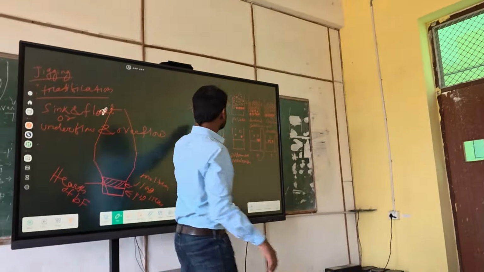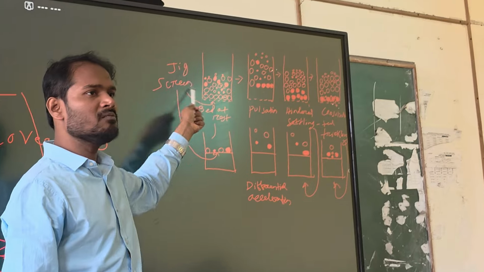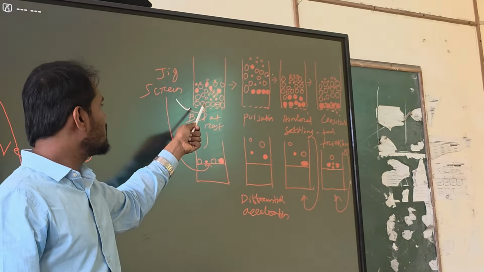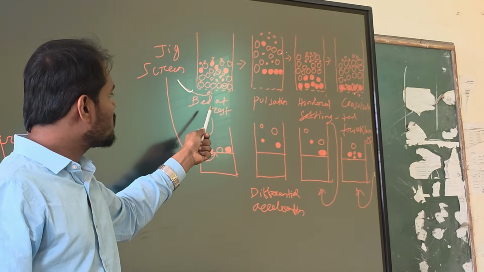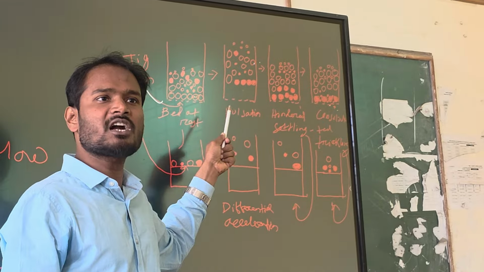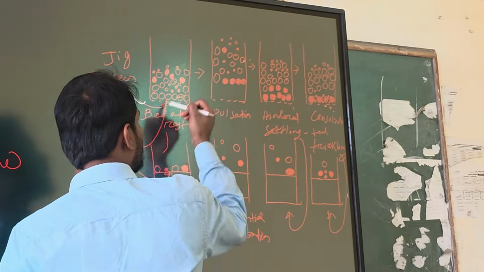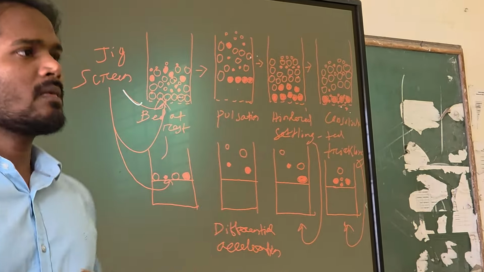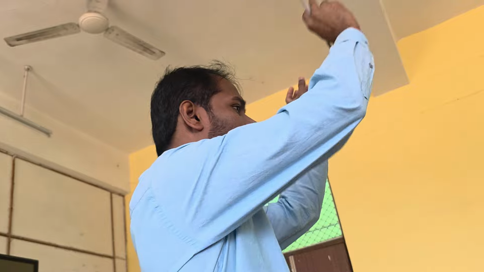You can see this is the starting point where all are in mixed form. Right? All are in mixed form. So pulsation starts. Pulsation start means you allow the water to go into this. When the water goes, it will expand the minerals. All the minerals will get expanded. They are freely floating in the water, right?